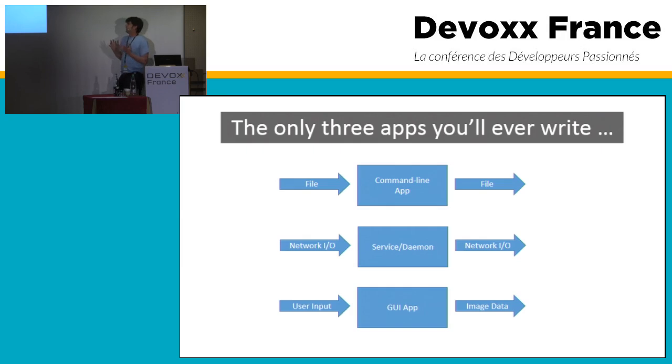Now, I want to talk about why that is. So by classifying applications into the only three types of application you'll need to write. They're very high level. But for me, you basically have command line apps, daemons and services, and GUI applications.